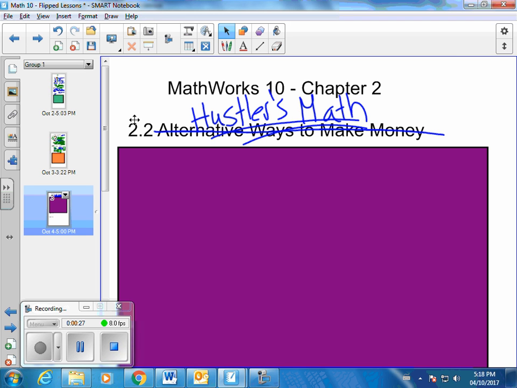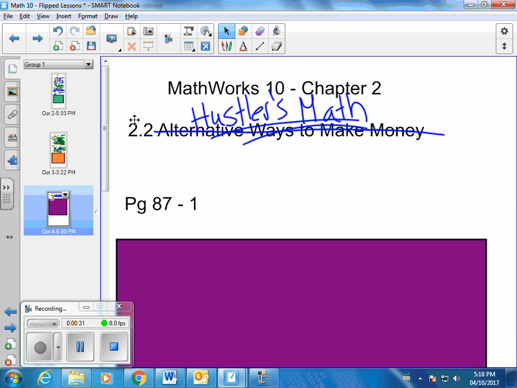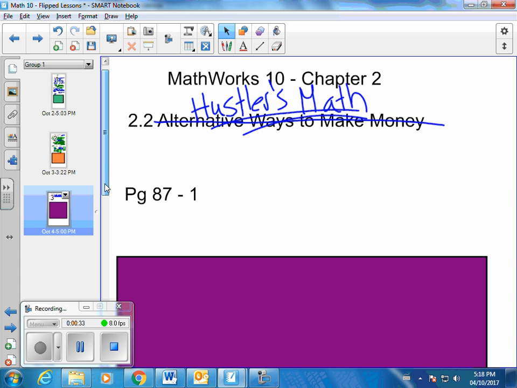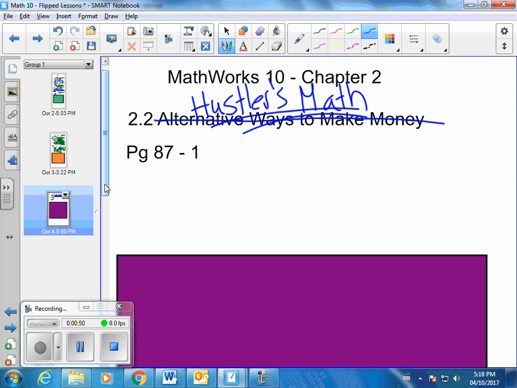Not everyone necessarily wants to get a job where they're given a wage and they have to show up every day and they got a boss they got to listen to and all that kind of stuff. So if you've got your own business or you start a small business or you're doing whatever you got to do to hustle and make money, sometimes you have to get a little bit creative about where your money's coming from. So open up to page 87.